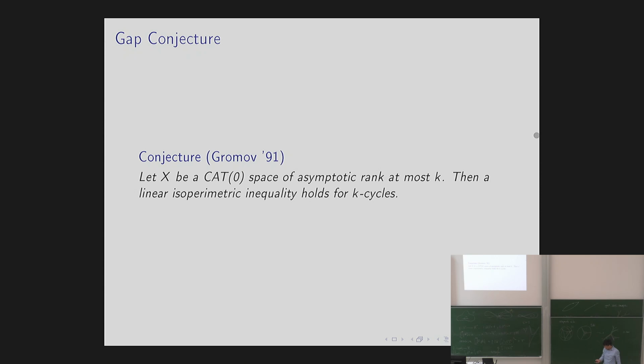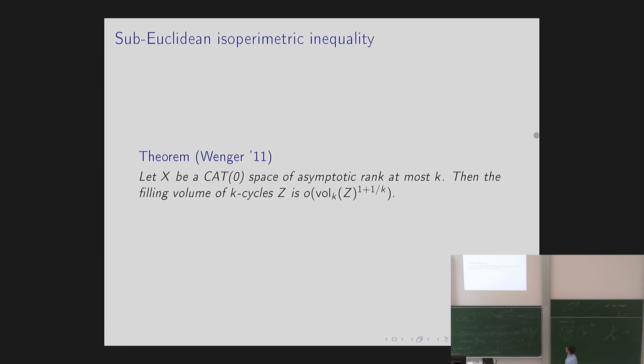Okay? And this is precisely the content of Wenger's theorem. So here that's precisely what it is. Suppose you have a CAT(0) space of asymptotic rank at most K, then the filling volume is little o of volume. So what that means is precisely this. If you have a K-dimensional cycle Z of very large volume, then you can find a chain Y that fills this such that the volume of Y is at most epsilon times the volume of Z to the correct power, which is (K plus 1) over K.